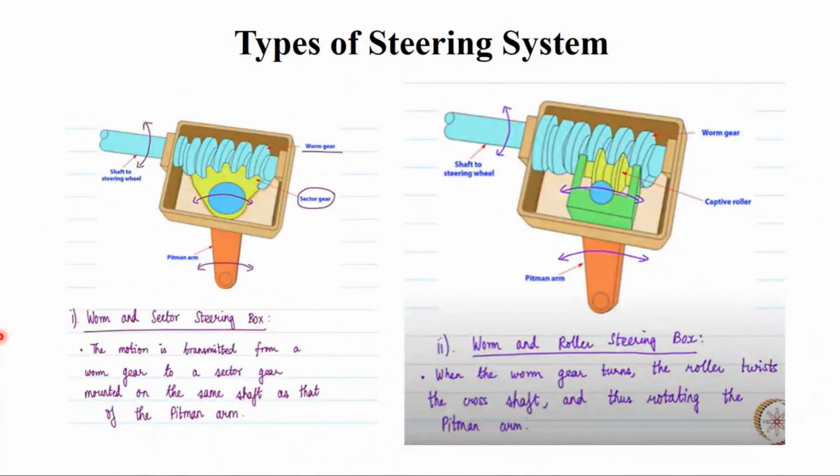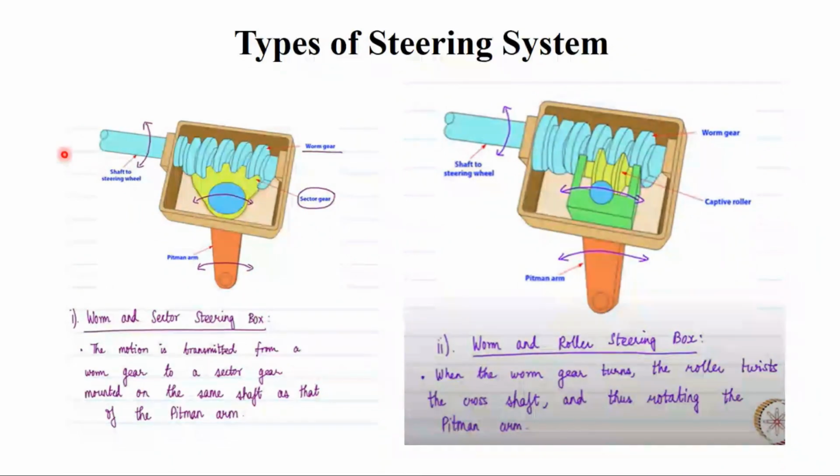And you have various other systems, other types. We have worm and sector steering box. This is the worm and sector steering box, and we also have worm and roller steering box. In the case of worm and sector steering box, it looks like this.